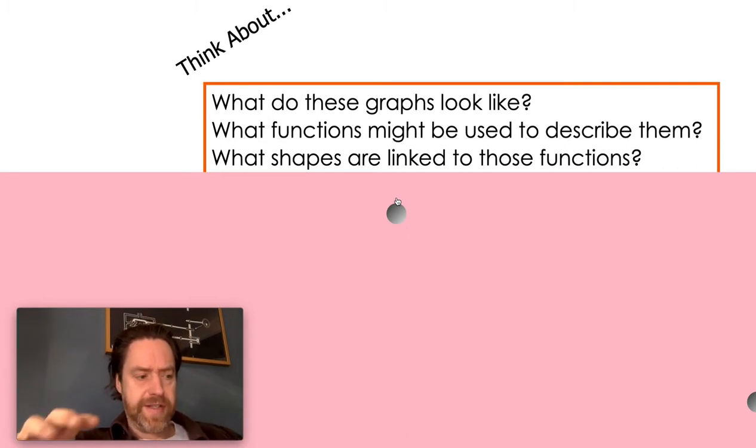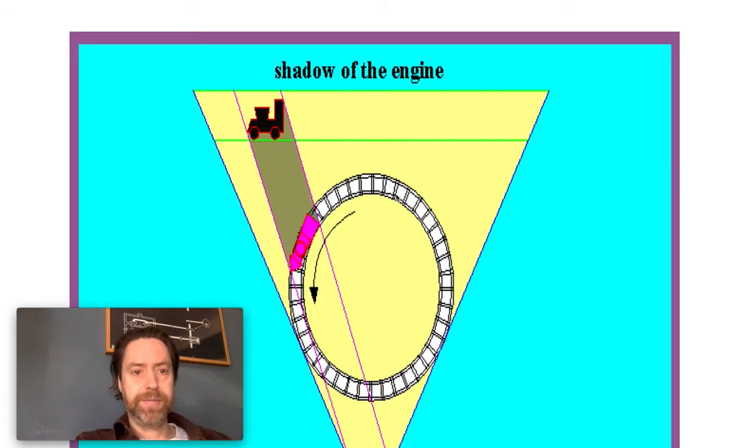And what I want you to do is think about what would happen if you set up a light shone on that train going round and round in circles that casts a shadow on the wall. What would the shadow look like? You don't have to think about it. I've got an animation. Here we go.